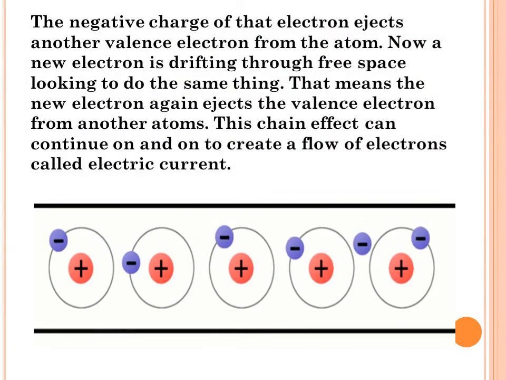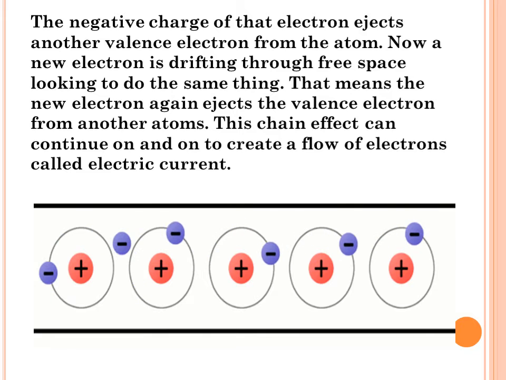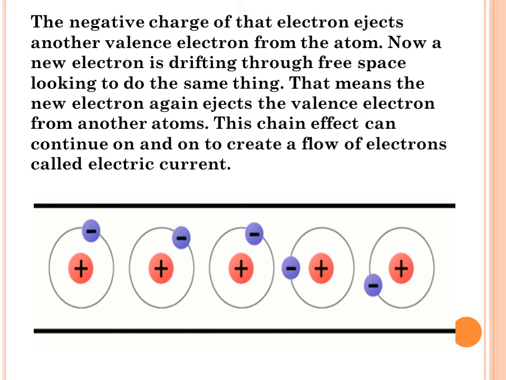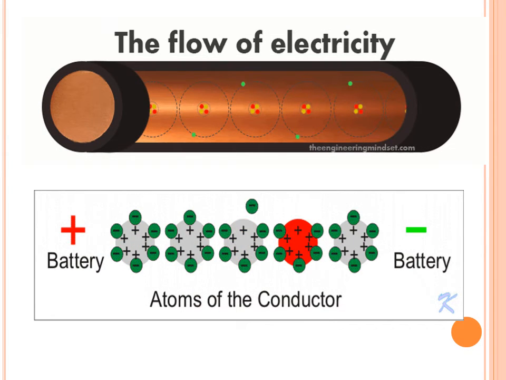Look at the figure in which the atoms are arranged in the conductor in such a way that the negative charge of that electron ejects another valence electron from the atom. Now a new electron is drifting through free space looking to do the same thing. That means the new electron again ejects the valence electron from another atom. This chain effect can continue on and on to create a flow of electrons called electric current. For more clarification, we observe another figure in which a negatively charged valence electron ejects another valence electron of an atom, and the chain continues. By using this, the electricity is flowing.